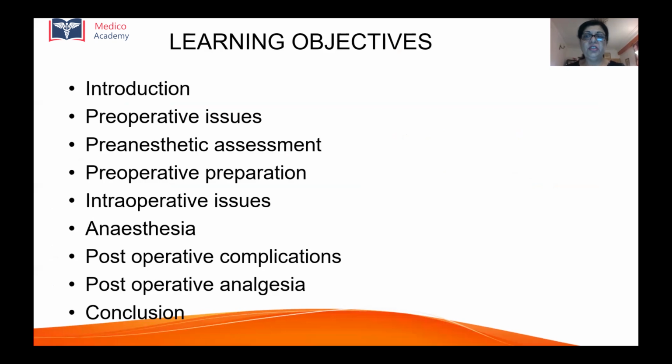Anesthesia for joint replacement surgery. Now, these are the learning objectives that we will be covering in this talk.